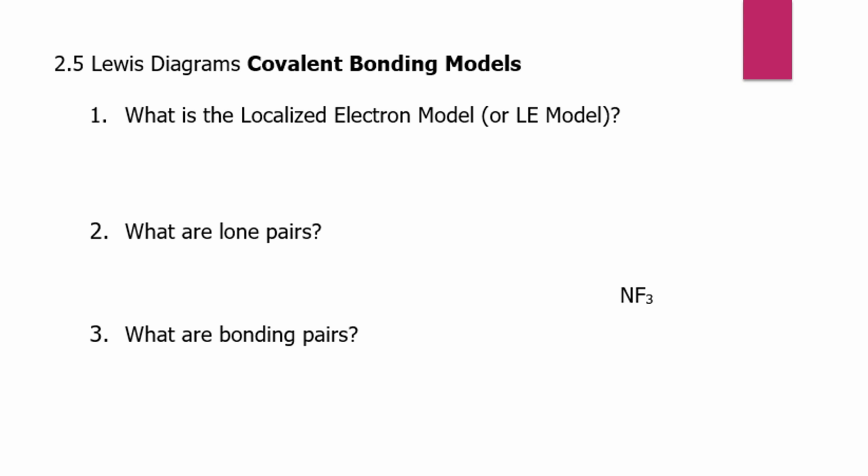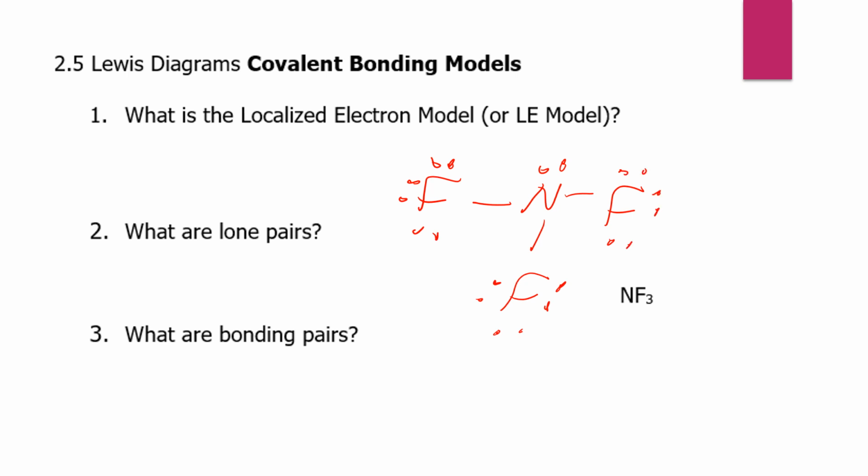Localized electron model and metal lone pairs. We're getting into Lewis diagrams finally. Whew. So when we talk about drawing Lewis dot structures, like this nitrogen trifluoride, some electrons are stuck in between the elements. You might say that they're in a certain location. They're the localized, or stuck-in-location, electrons.